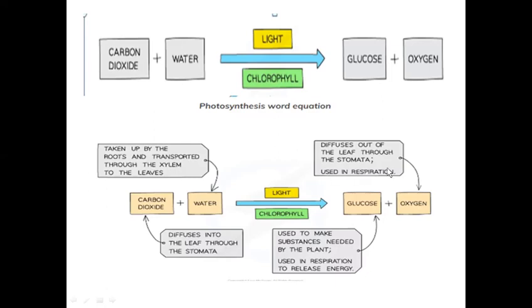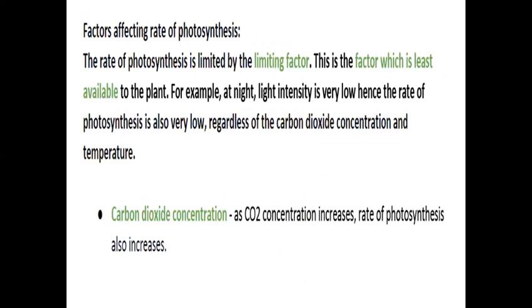So this is the word equation and its explanation. This is a very good word equation because each and everything is clear here: what is the source of carbon dioxide gas, what is the source of water, which compound is made, which byproduct is made, and what is the use of that byproduct. Now come to the next slide. Yes, factors affecting the rate of photosynthesis. What are the factors that affect the rate of photosynthesis?